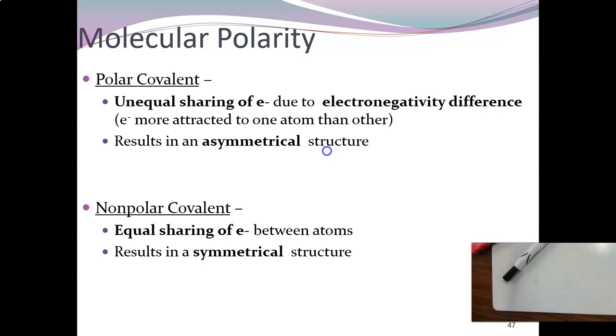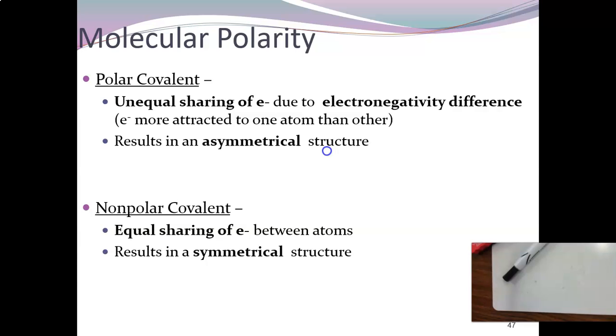The reason that it has those two opposite charges is because there's an unequal sharing of electrons in that structure because of electronegativity. Remember, electronegativity is the attraction that an atom has for electrons in a bond. Well, if one atom has a stronger attraction for electrons, then all the electrons are going to be on that side of the molecule. Okay, there will be an unequal sharing of those electrons.